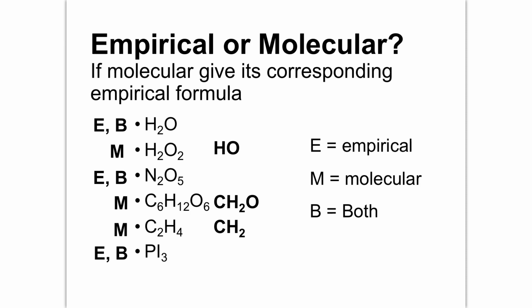Okay, so here are the answers, and we already went over the H2O one right here. H2O2, we did that one on the other page. N2O5, can we further reduce that? We cannot. So we could divide each side by 2, but then we get 5 divided by 2 is 2.5, and 2.5 is not a whole number.